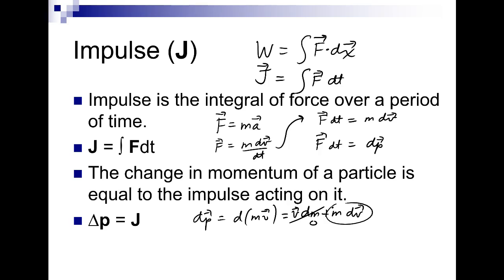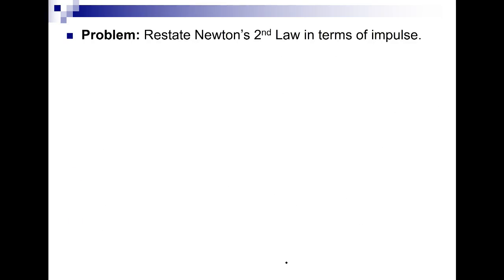Okay? Finally, this brings us to the fact that if dp is f dt, we can integrate each side to get the total change in momentum is equal to the integral of f dt, or the impulse. And that's called the impulse momentum theorem, and that's a pretty important one to think about.